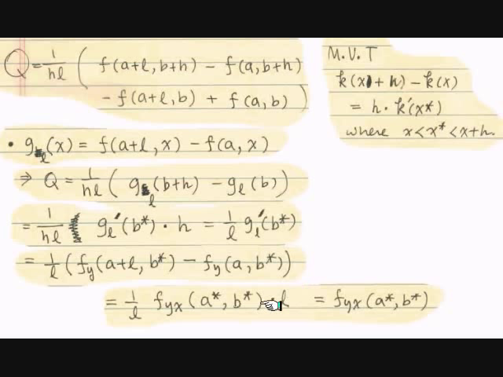Again, these two things cancel, not because it's a limit, it's exact cancellation, and we arrive here with f_yx at a star and b star, where a star is a number between a and a plus L, and b star is between b and b plus h. So Q, the quantity, is described in an exact way as the value of f_yx.